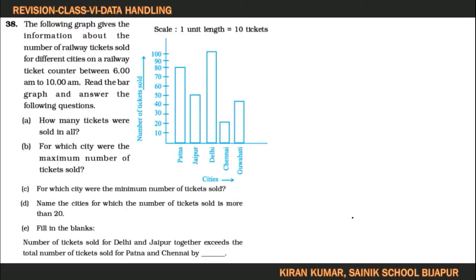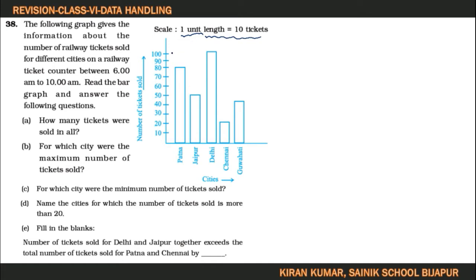the following graph gives the information about the number of railway tickets sold for different cities on a railway ticket counter between 6 am to 10 am. Read the bar graph and answer the following questions. Here, towards the horizontal axis, we have got cities, and towards the vertical axis, we have got the number of tickets sold. You need to identify the unit. 1 unit length is equal to 10 tickets.